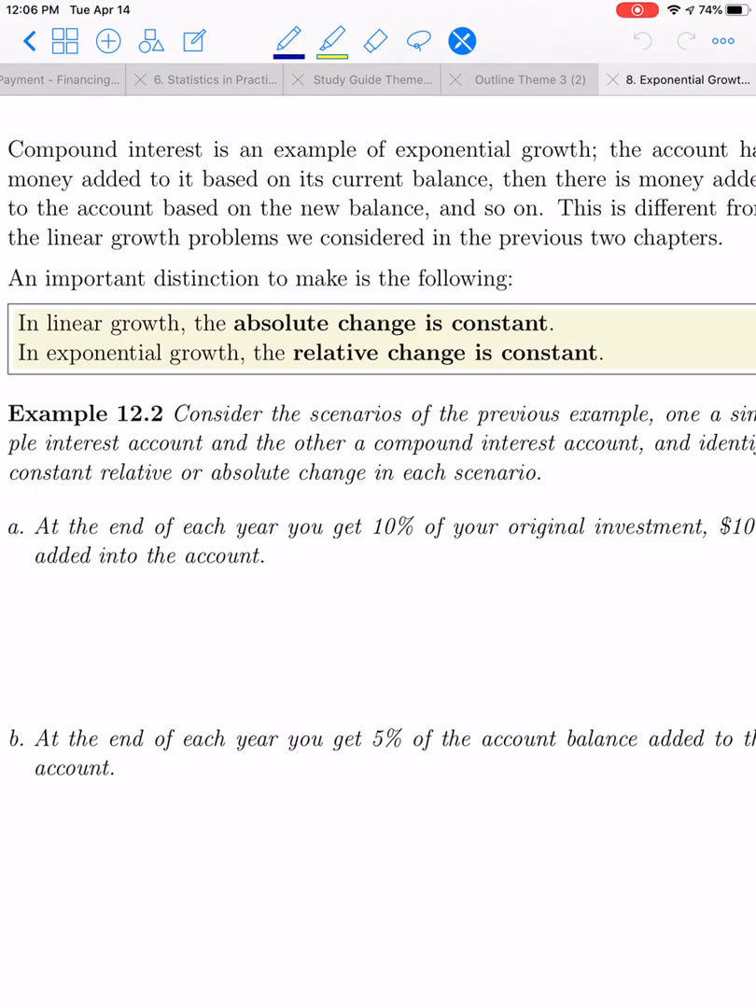And what we saw before is that compound interest is an example of exponential growth. The account that has money added into it based on its current balance, that's a relative change of 5% that was added to it each time. So that relative change was always the same. When relative change is constant, that 5% that we saw, then we have exponential growth. On the other hand, the other account just had $100 added to it each time. That was an absolute change. $100 each year is an absolute change in the balance of $100. So that's a linear growth scenario. That confirms what we were calling each of those scenarios in the previous example.